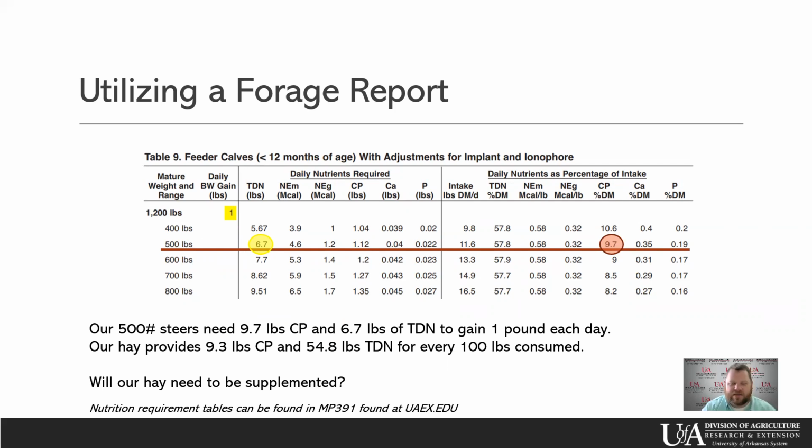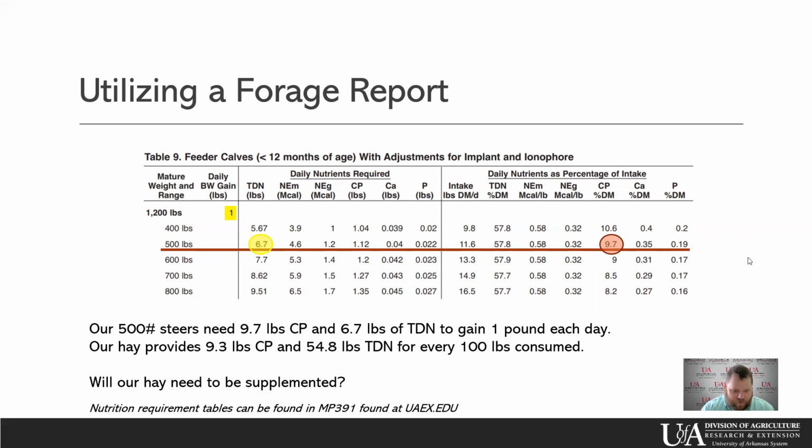So if I want 1 pound of gain on these 500-pound steers less than a year old, I need at least 6.5% TDN, and I need 6.7% on crude protein. I'm sorry, this TDN was in pounds. That would be 67%. And our crude protein requirement is 9.7%, okay?